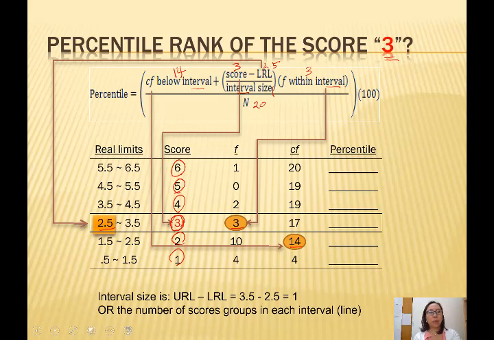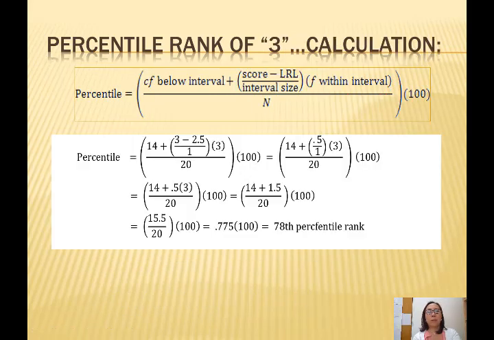So you see that all the numbers are plugged in based on the table that we see here. So let's see if we can calculate. With the same formula that we've seen before, here's how the numbers have been plugged in. 14 plus 3 minus 2.5 over 1 times 3, all divided by 20 times 100. So at this point, it's mathematical, right? So let's take care of the fraction within fraction first, and I'm going to carry everything else over. So 3 minus 2.5 is 0.5 divided by 1, carrying everything else over.